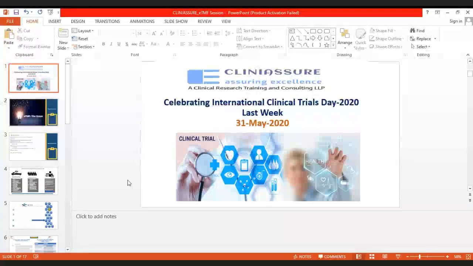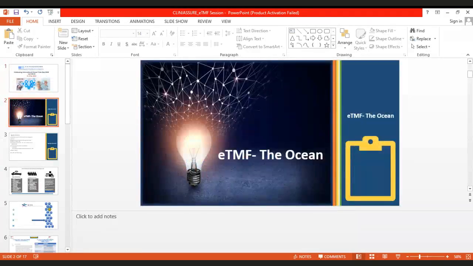This is one of the noble industries to work with because we directly deal with patients' lives. So this is what the clinical research industry is. Today's session is related to eTMF.